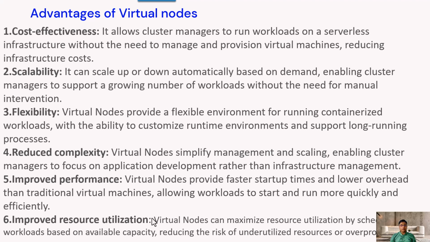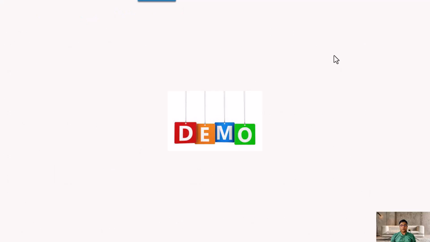It also has improved resource utilization because virtual nodes can maximize utilization by scheduling the workload based on the available capacity. So if you have less capacity available, it can directly schedule it on the serverless platform. That is how you can reduce the risk of underutilized resources or over provisioning the resources beforehand. So you don't have to over provision it beforehand and then keep it running. Okay, now let's run a demo and see how it works.